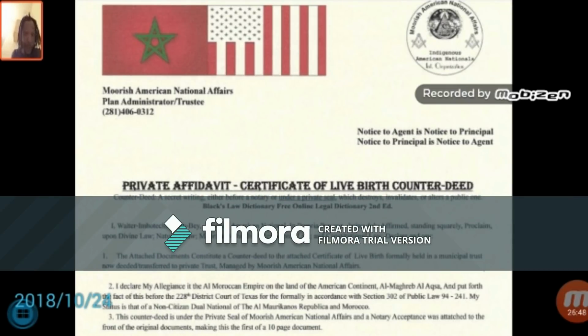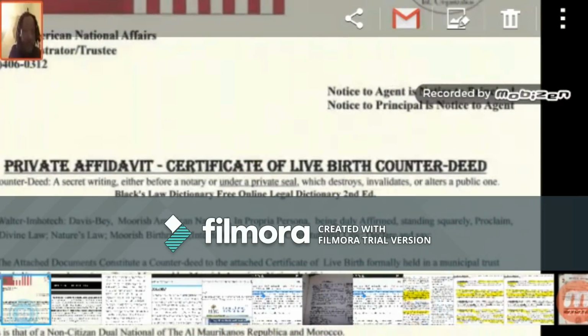Now, solution. This is one of the solutions that we have. So a private affidavit, certificate of live birth, counter deed. See, the thing is, we're going in and we're attacking this birth certificate because when it comes to status correction, that's where your main legal status is derived from, your birth certificate. You need it to get a driver's license, to get your passport, to get a social security card. You need it for all kinds of stuff. Whether you want to participate in these things or not, that's the reality of what they require. Don't get mad at me. I'm just telling you what they say.